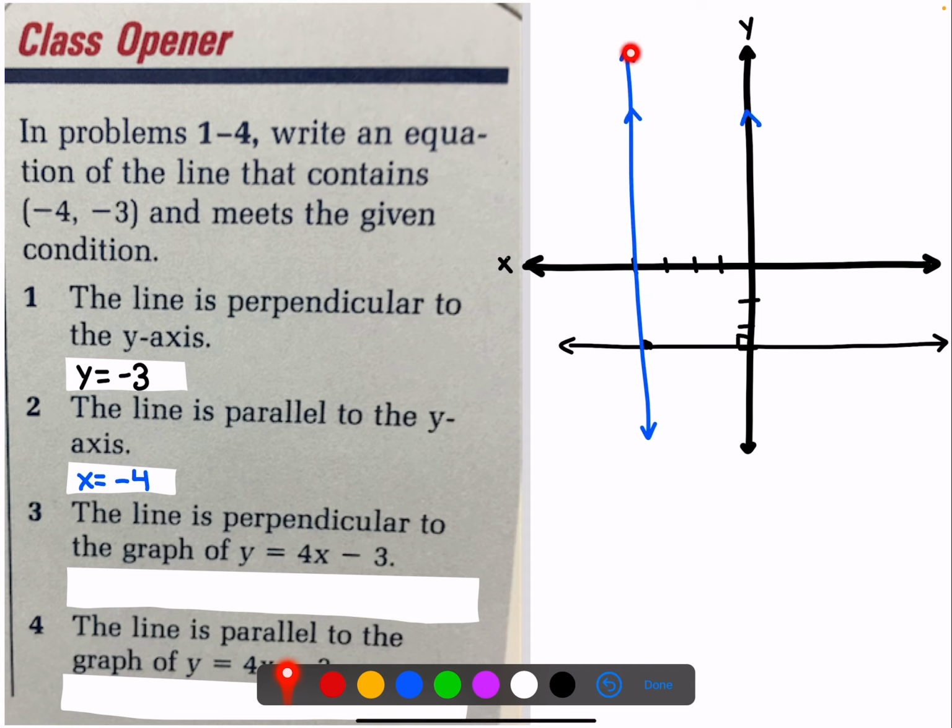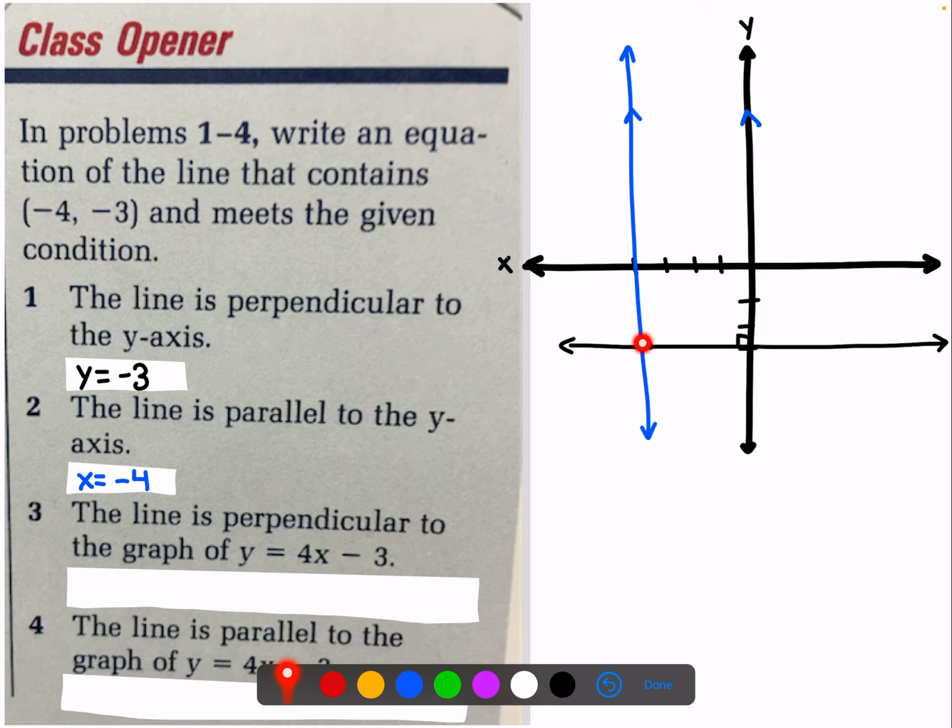Again, this does not have a slope. It is an undefined slope because it is a vertical line. In fact, this blue line is not even a function because it fails the vertical line test. So this blue line here is the line that is parallel to the y-axis and passes through the point -4, -3.